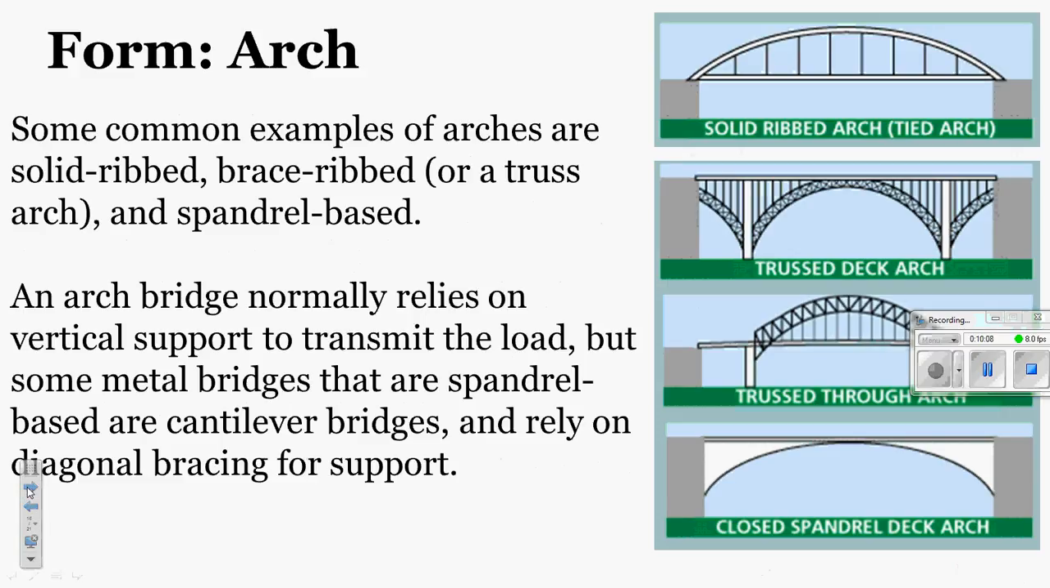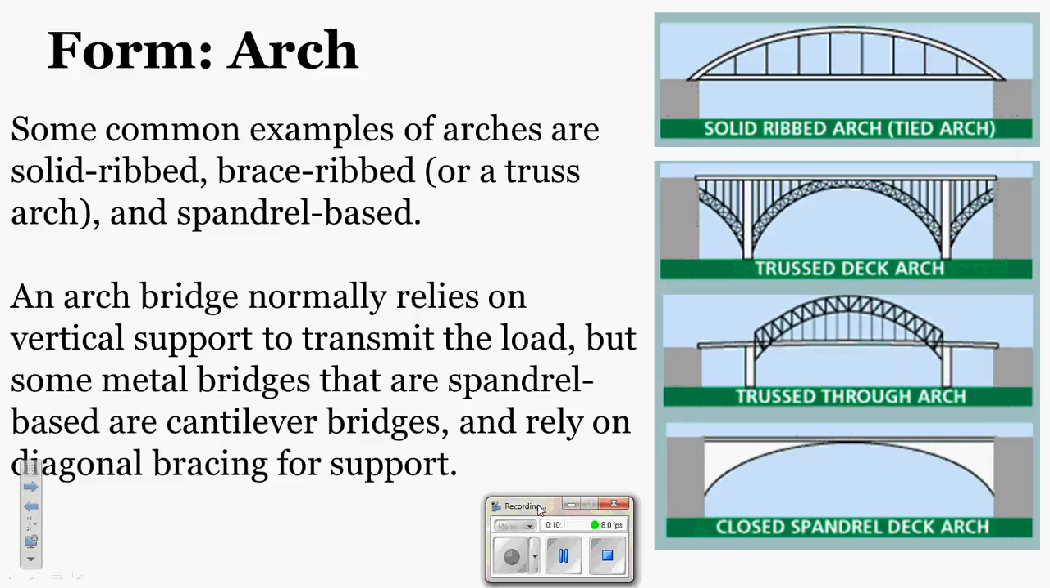So we have different types of forms in arches. Some common examples of arches are the solid ribbed, the braced ribbed, which is also a truss arch, and the spandrel based. An arch bridge normally relies on vertical support to transmit the load, but some metal bridges that are spandrel based are cantilever bridges, and they rely on diagonal bracing for support. So here are some arch formations. We got our solid ribbed arch, our truss deck arch, our truss through arch, our closed spandrel deck arch.